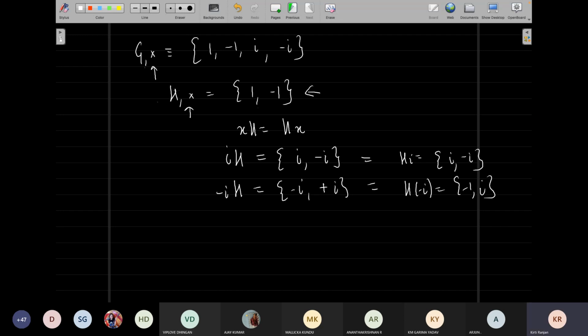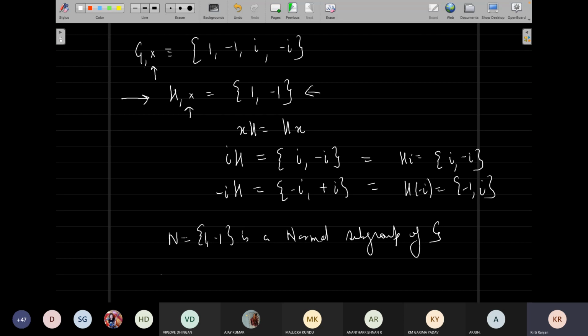So can you now say something about this subgroup H, 1 and minus 1, of the group G, 1, minus 1, i, minus i under complex multiplication? That this group is a normal subgroup. So 1, minus 1 is a normal subgroup of G. In this case, it's customary to denote it by N. N is for all practical purposes H. It is just that it will also obey one more property.